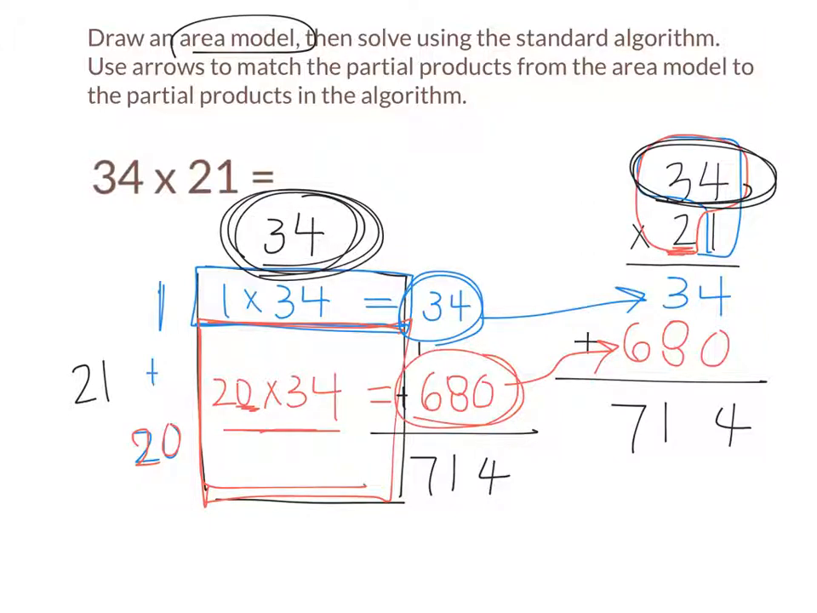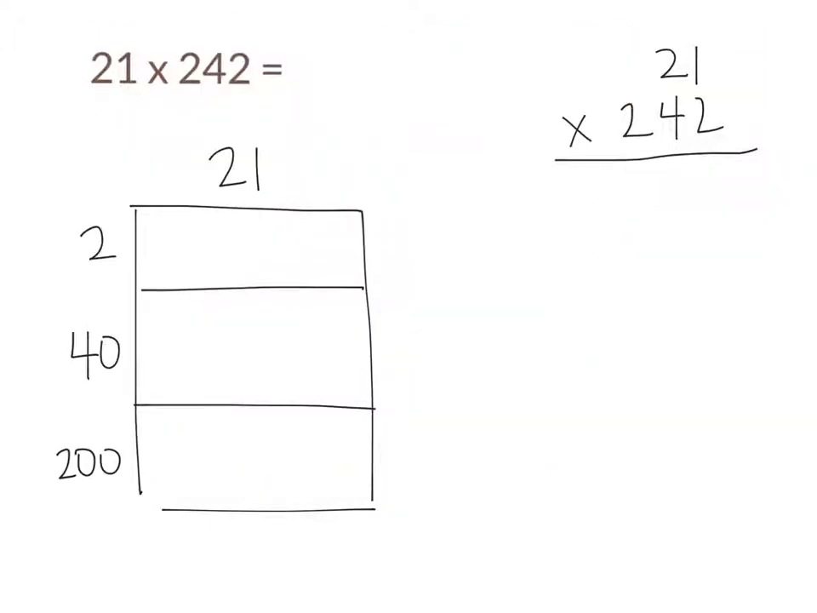Okay? So that's nice. This time, because our factor has 3 digits, 242, we're going to split it up. Okay? We're going to do 242 is the same thing as 2 plus 40 plus 200. Is this kind of like expanded form?